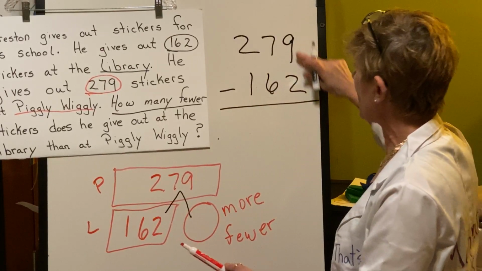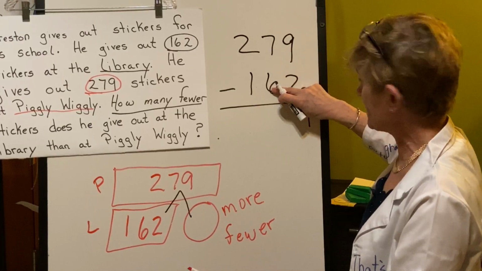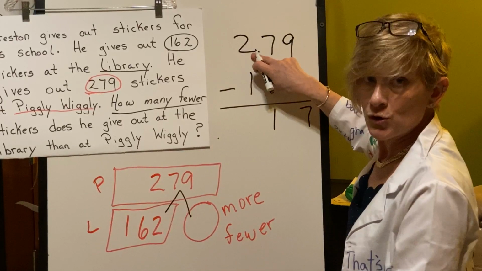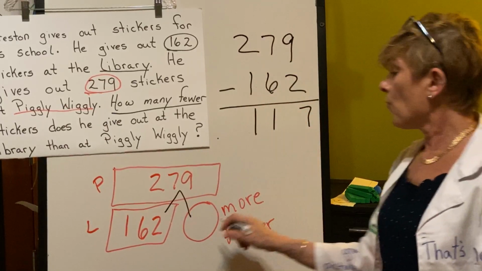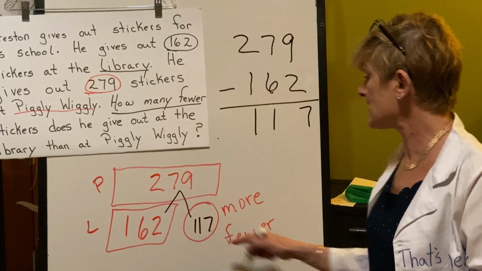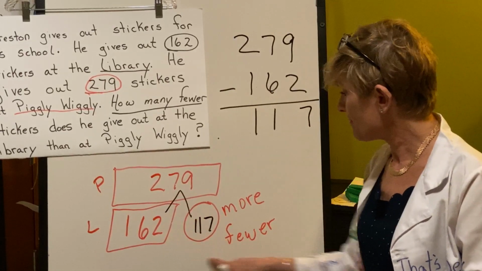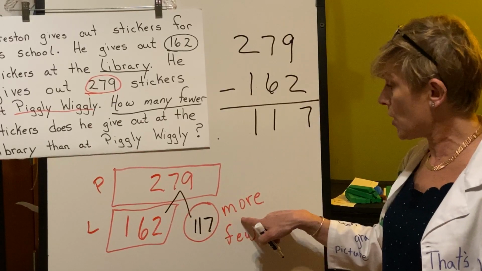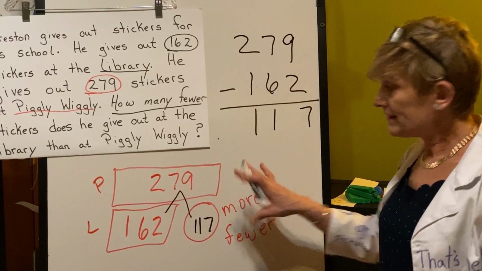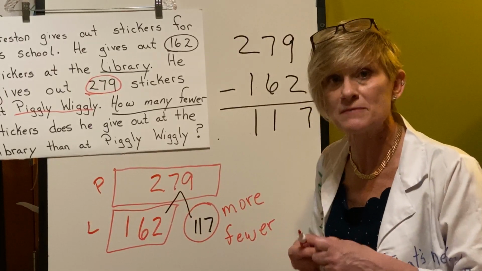So here we go. 9 take away 2 is 7. 7 tens take away 6 tens is 10. 200 take away 100 is 100. It is 117 fewer. The library has 117 fewer. Piggly Wiggly, though, has 117 more. That comparison bar is very helpful when we're looking at story problems like this.